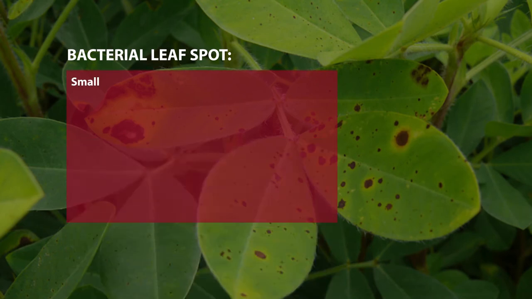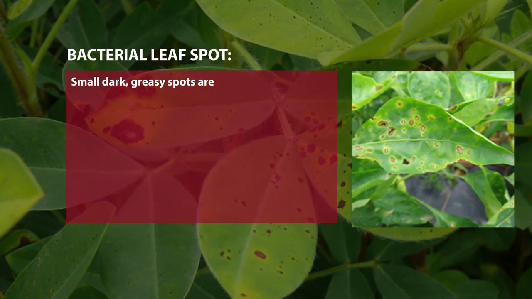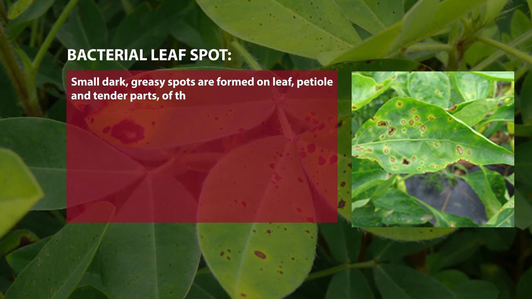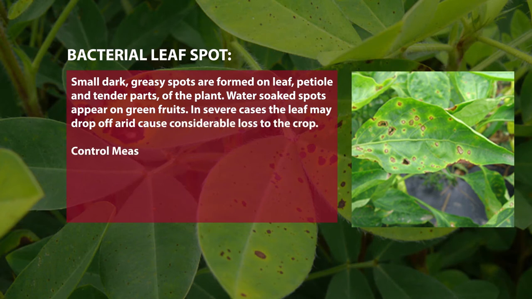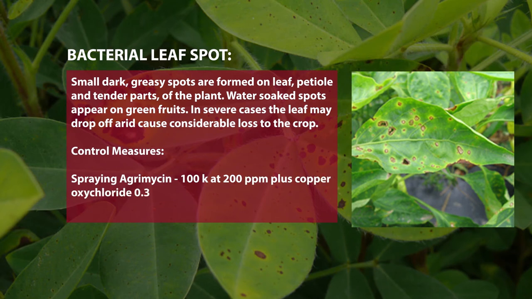Bacterial leaf spot. Small dark greasy spots are formed on leaves, petiole and tender parts of the plant. Water-soaked spots appear on green fruits. In severe cases, the leaf may drop off and cause considerable loss of the crop. Control measures. Spraying Agrimycin 100 at 200 ppm plus copper oxychloride 0.3% controls the disease effectively.